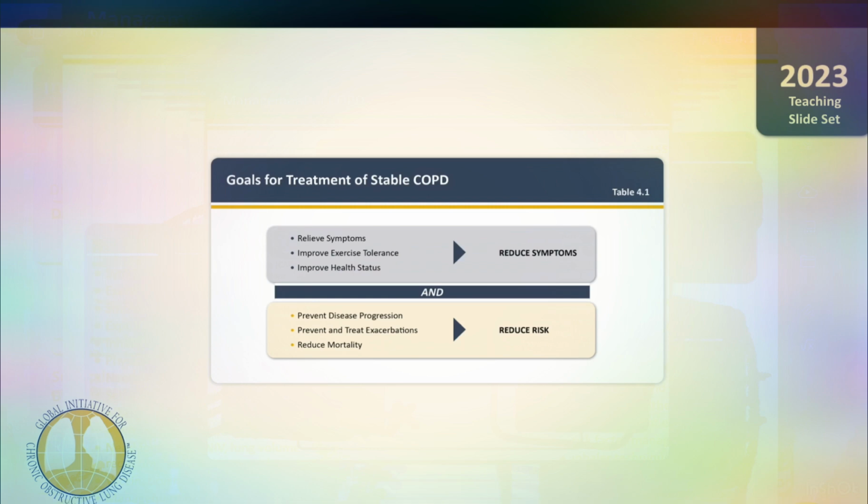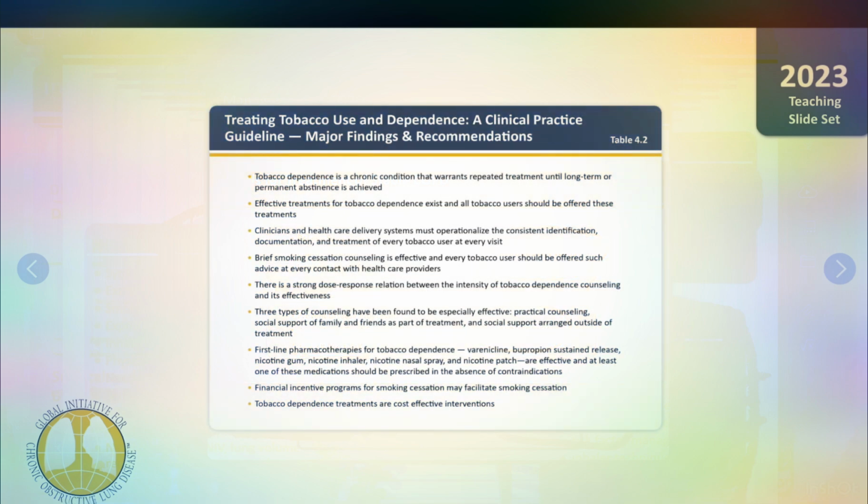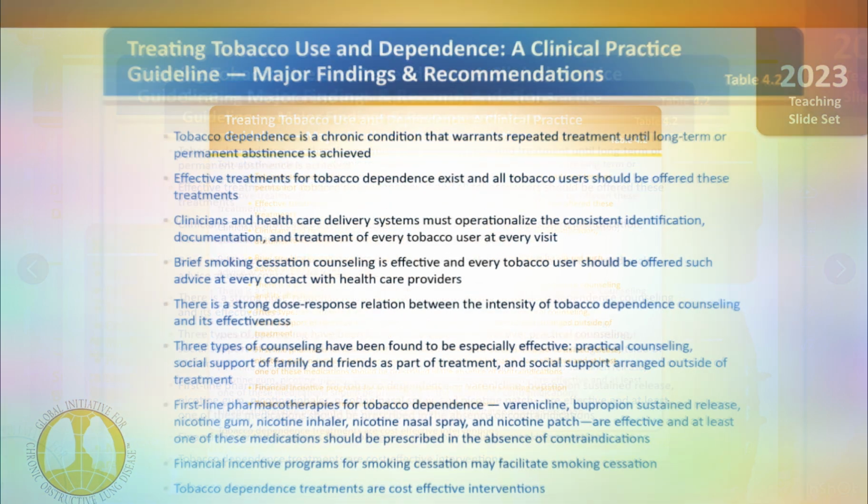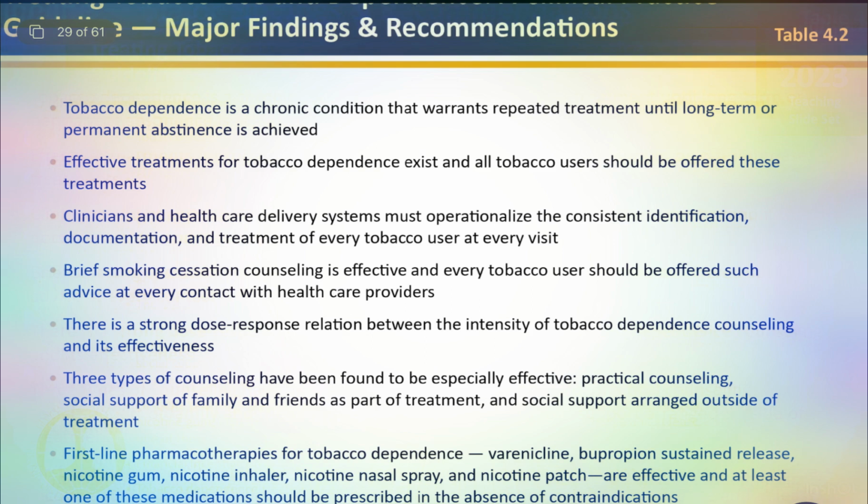Now they are talking about the goals of treatment for stable COPD patients. To reduce symptoms, we should relieve the symptoms, improve exercise tolerance, and improve the health status of the patient. Then to reduce risk, we should prevent disease progression, prevent and treat exacerbations, and reduce mortality. After that, they are talking about treating tobacco use and dependence, a clinical practice guide with major findings and recommendations. So we should discuss it in detail later.